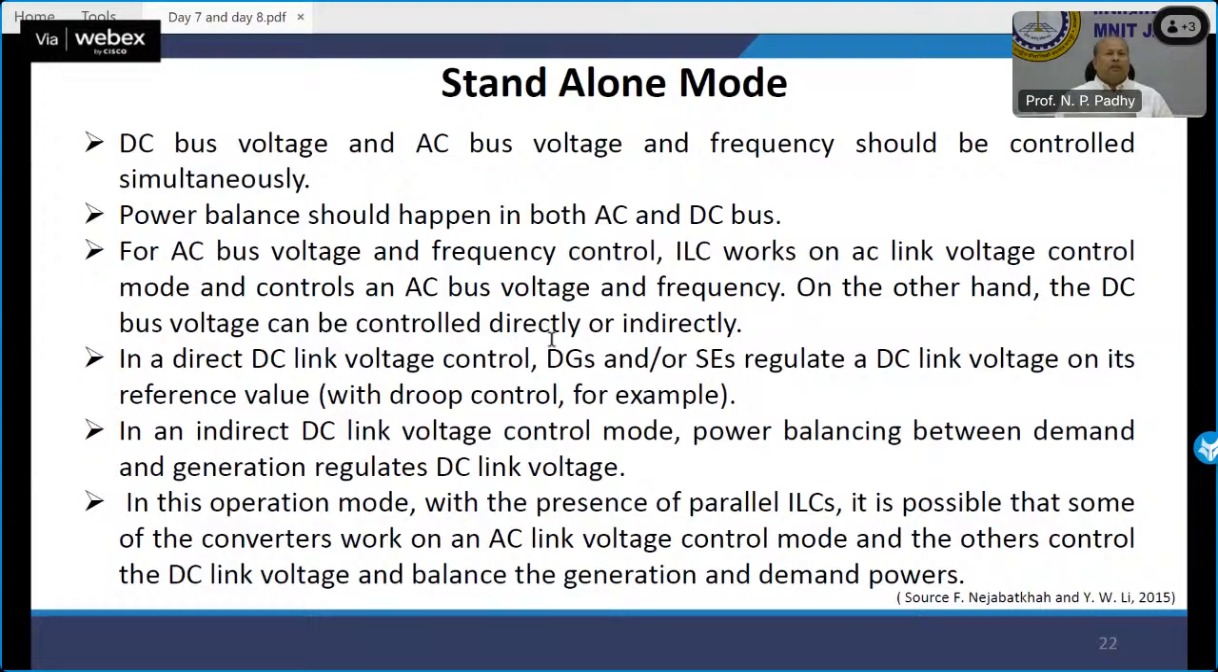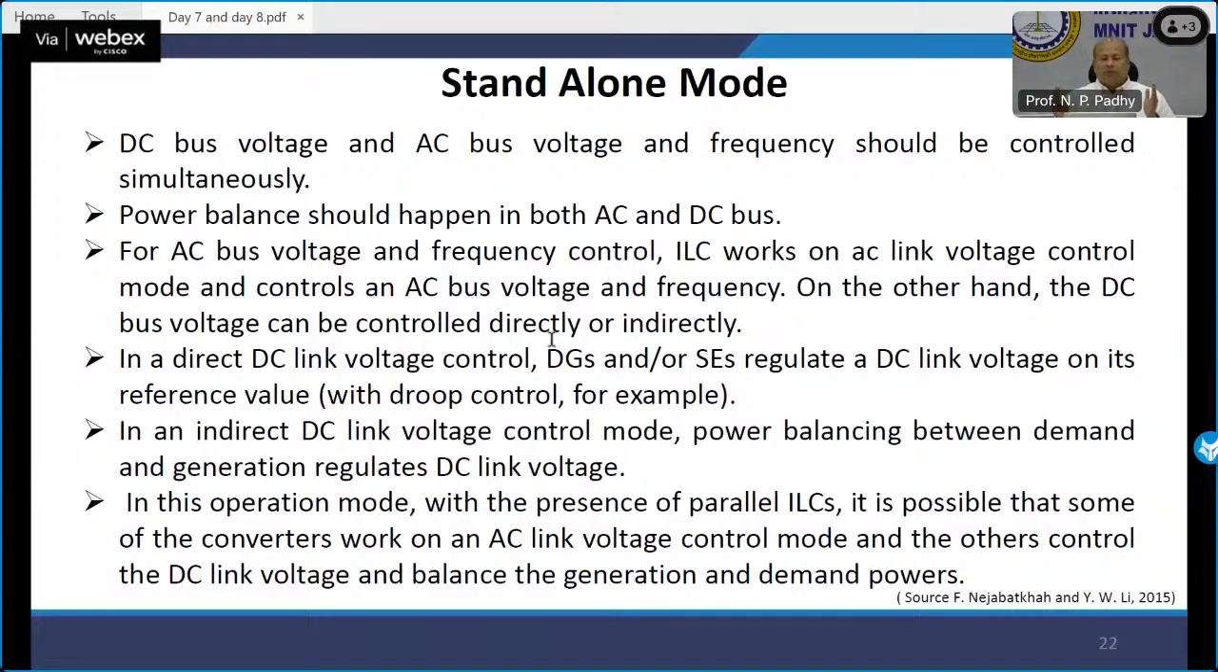Now, it's a very important concept called standalone mode. What do you mean by standalone mode? It's isolated. But standalone is different from islanded. Please try to understand the similarity and differences. It is not islanded, that's what I wanted to say. Standalone means it has been designed to be standalone itself. Islanded is basically due to a situation where it got disconnected, am I right? So DC bus voltage and AC bus voltage and frequency should be controlled simultaneously. What needs to be controlled? DC bus voltage needs to be controlled.